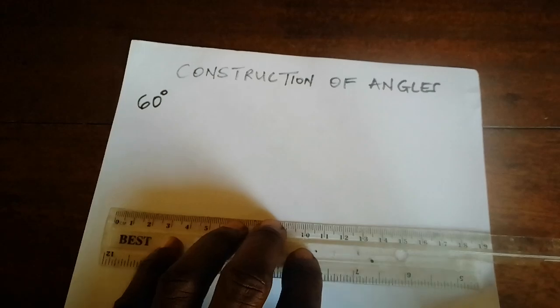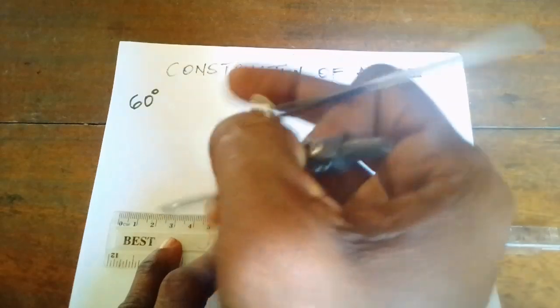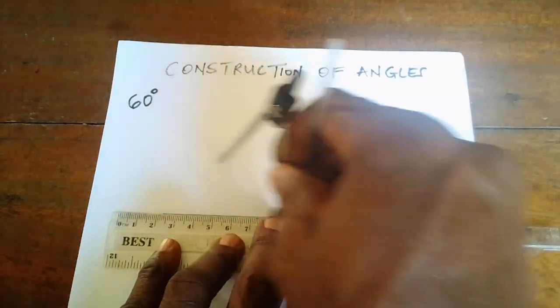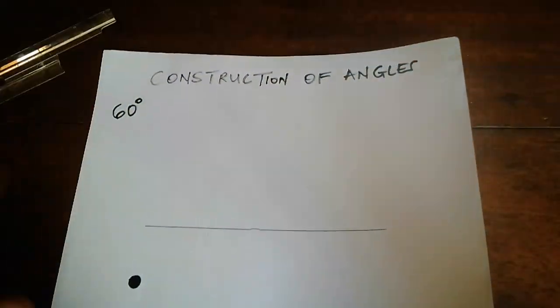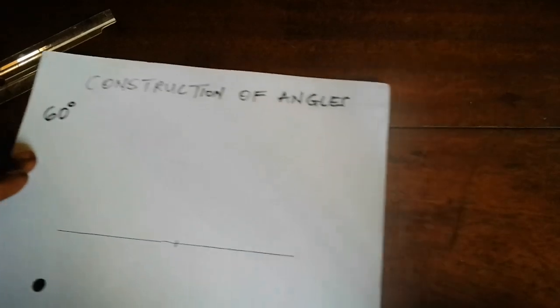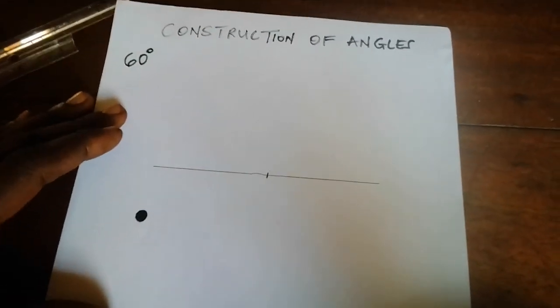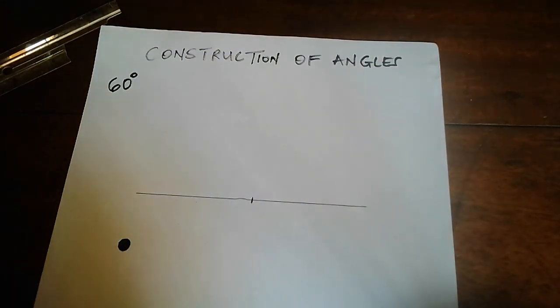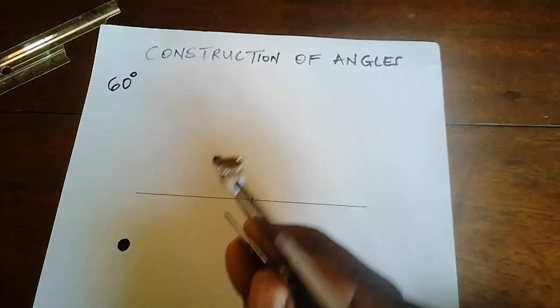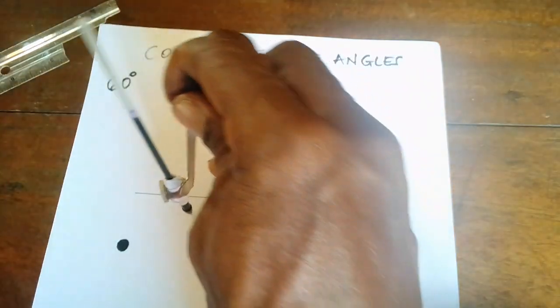To draw your angle 60 degrees, first of all, you draw your horizontal line. So this is my line. Then you mark the center of the line. Then you pick your compass. You draw a semicircle on this line. At the center you have marked, place the pin of your compass there and draw a semicircle.